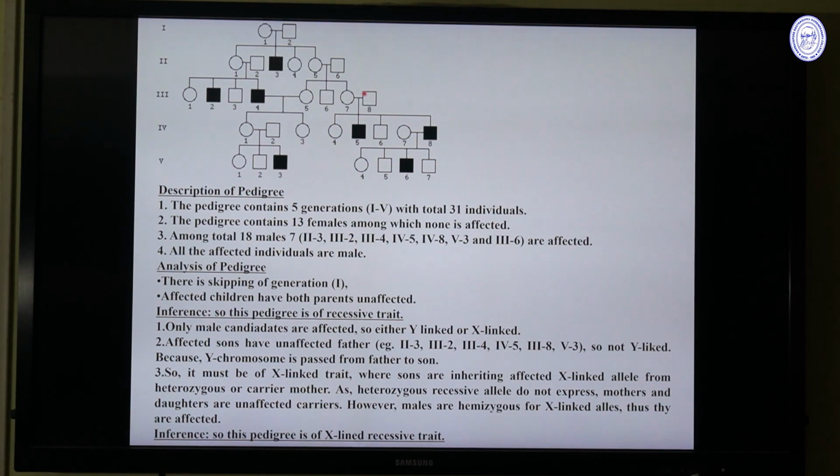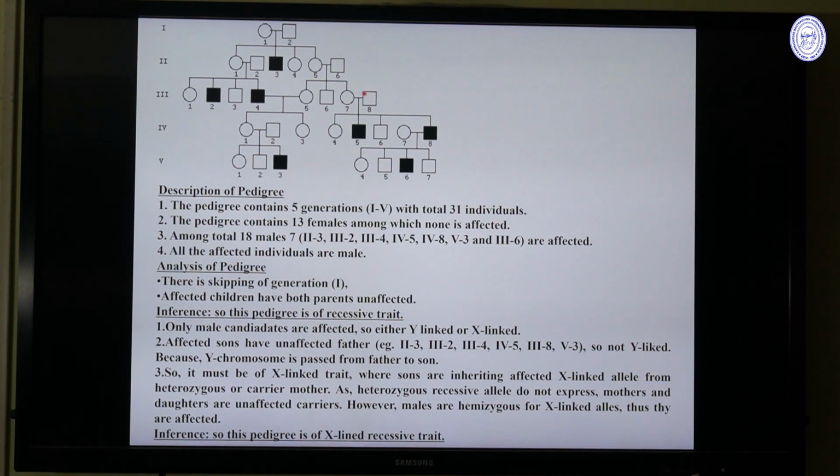Now, coming to the maleness of the trait, that is, only male candidates are affected. So, either it is Y-linked or X-linked. An affected son must not have an unaffected father if it is a Y-linked condition. All the affected fathers should pass their Y to affected children, but it is not the case, because we can see that the 2, 3 individual is affected, but his father is unaffected.